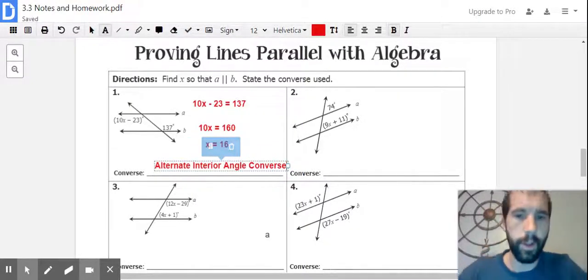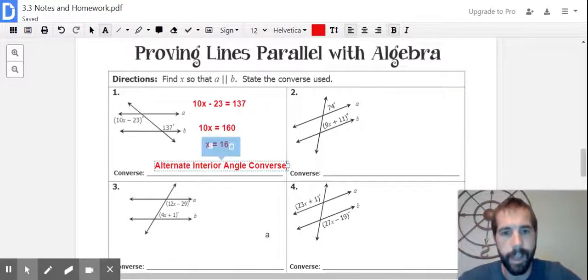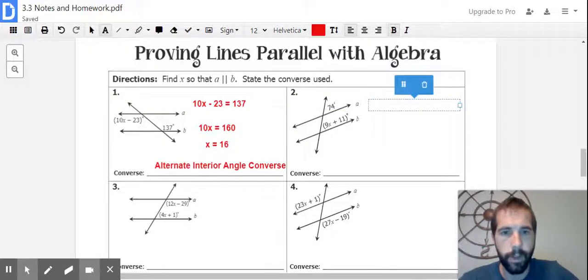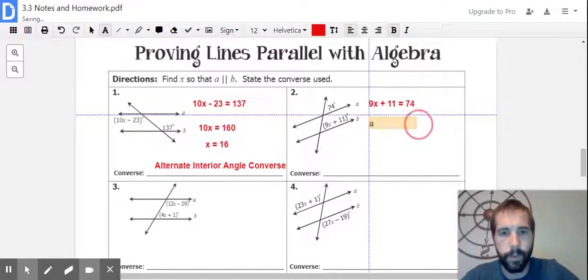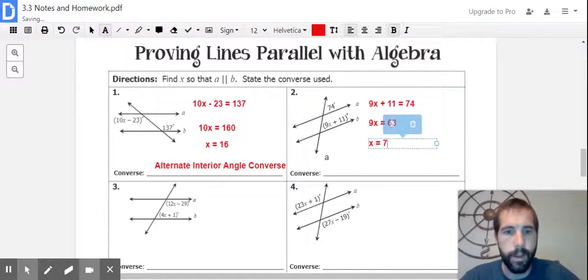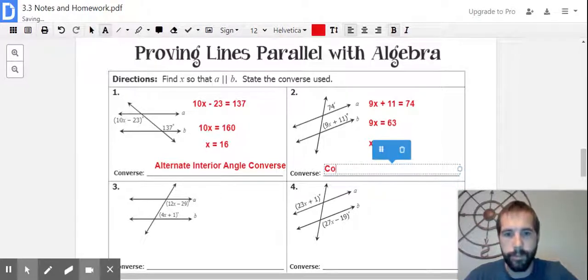All right, the next one, look at the location. We have a 74-degree angle and a 9x plus 11. So those are in corresponding positions. So remember, if the corresponding angles are congruent, then the lines would be parallel. So we want to set them equal and figure out what x would be to make those lines parallel to each other. So we're going to say 9x plus 11 equals 74. We're going to subtract 11 from both sides. We would get 9x equals 63. And then divide both sides by 9, and we get x is 7. So if x is 7, then those lines are parallel to each other by the corresponding angles converse.